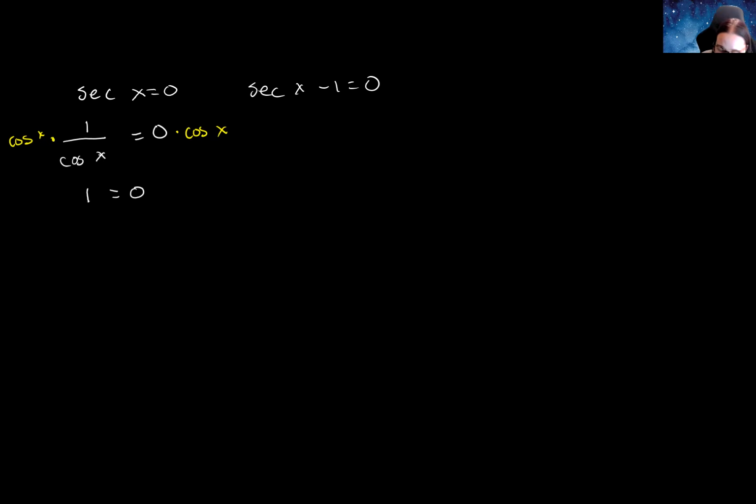So I'm going to add 1 to both sides, and I get secant of x equals 1. So again, just because it's easier for me, I rewrite secant in terms of cosine. So I get 1 over cosine x equals 1. And I can do the same trick, multiply both sides by the cosine of x, and you end up with 1 equals cosine x. So now if you do this with your unit circle, you're asking yourself, okay, what angles give me a cosine of 1?